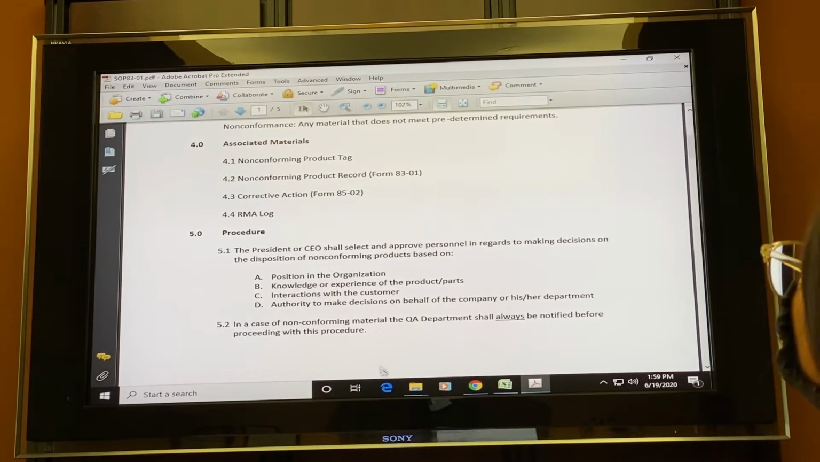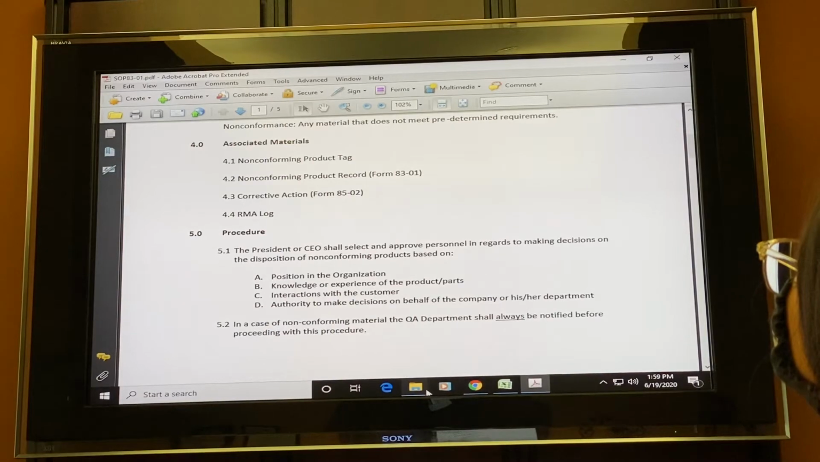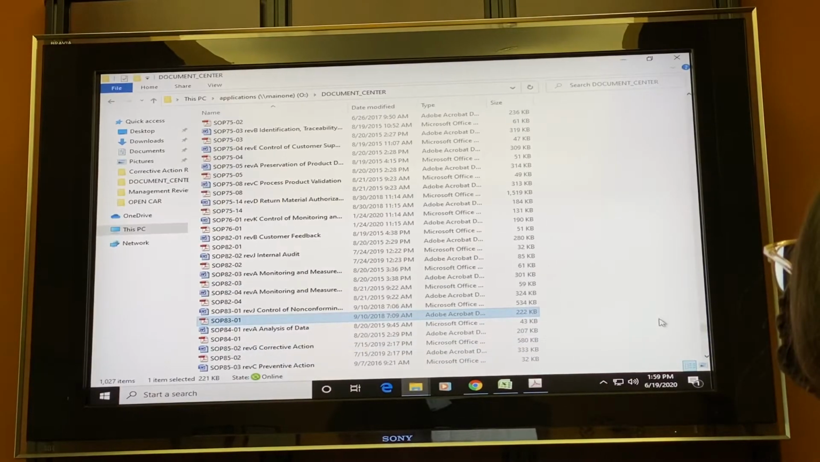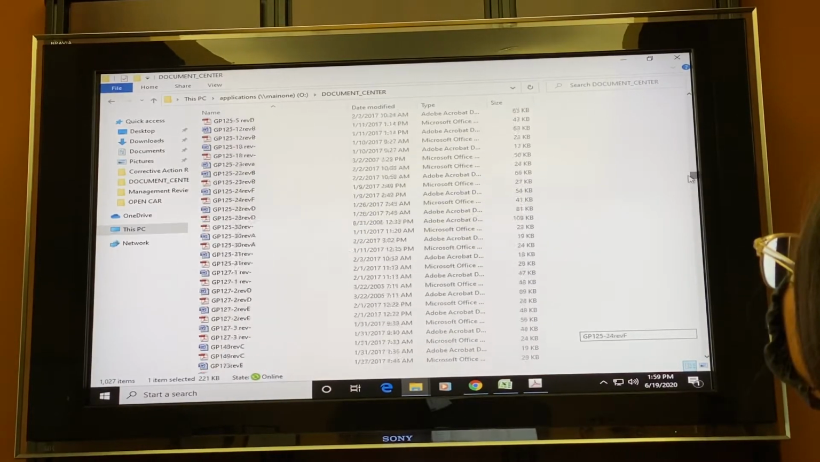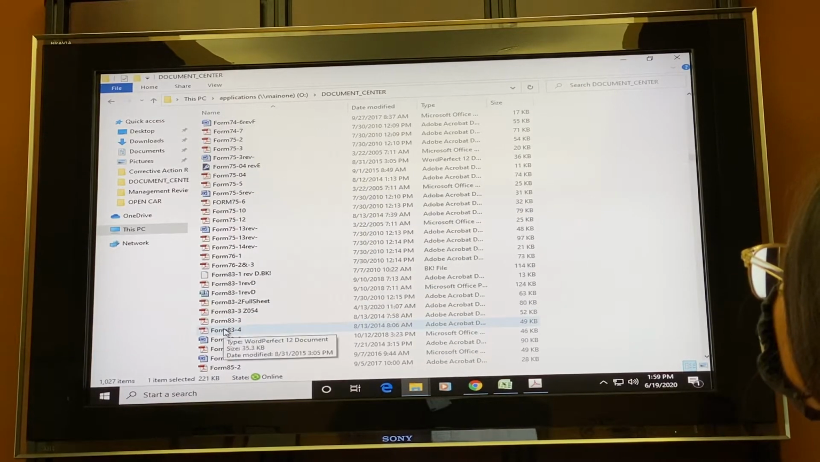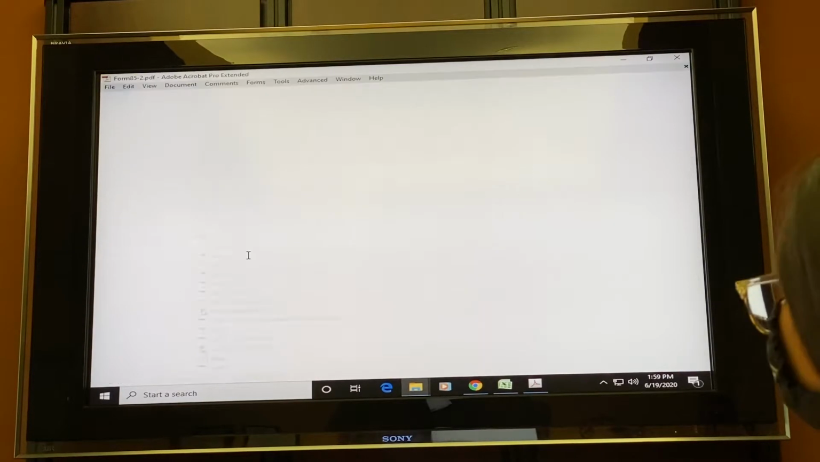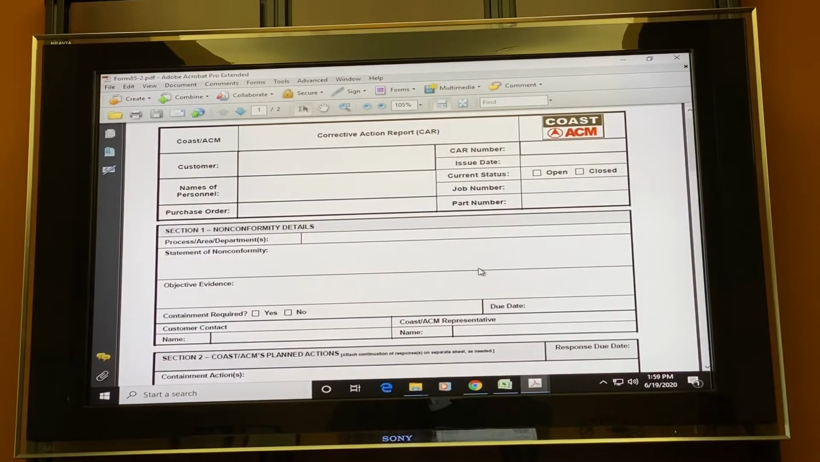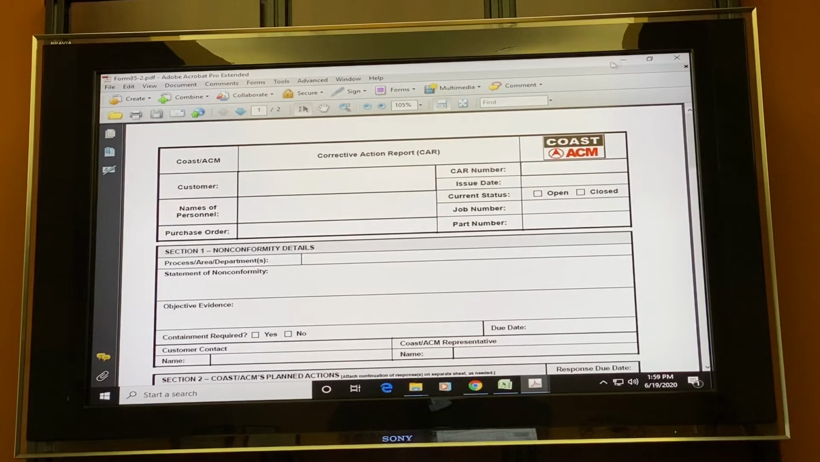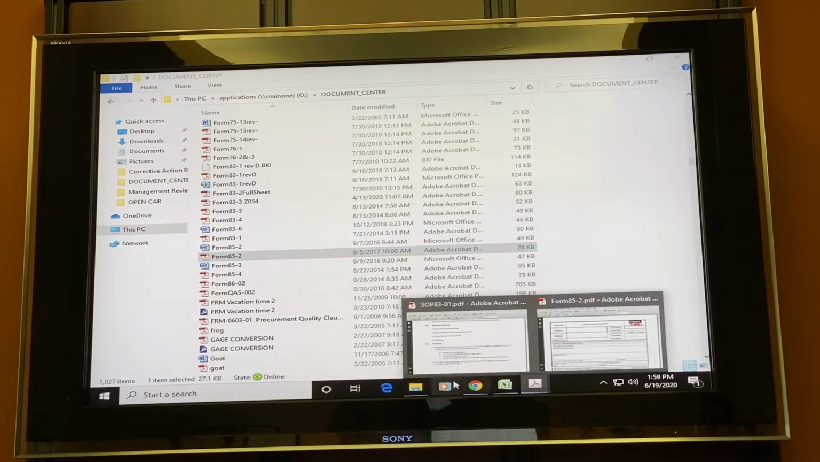And the RMA log. So let's see, what was the form of the other one? Form 8502. This one, the corrective action report, has a separate procedure, which we will be going over later on.